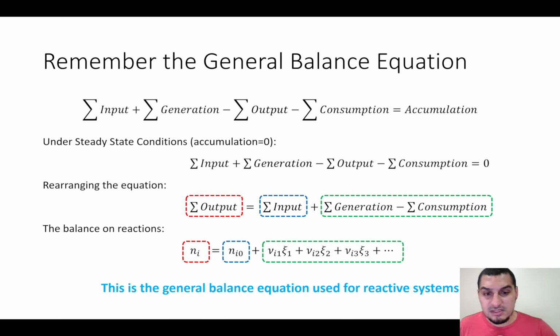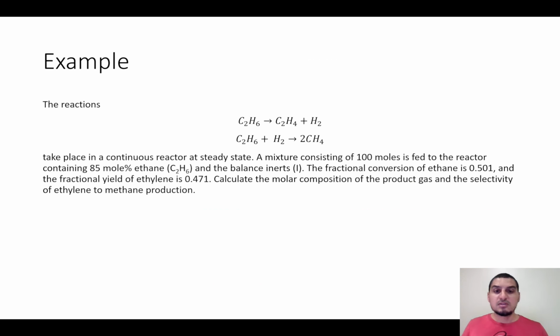So this makes a lot of sense, and we are putting everything together now with all the information that we have been discussing since the reactive system part. So we will take one example quickly to apply what we discussed. If we have the two reactions, that ethane goes to ethylene and hydrogen, and ethane plus hydrogen go to methane, and they take place in a continuous reactor at steady state, and we have a mixture that consists of 100 moles in the feed to the reactor.